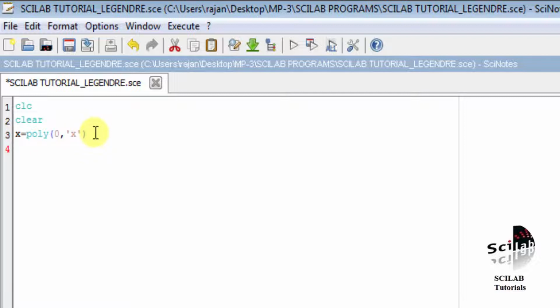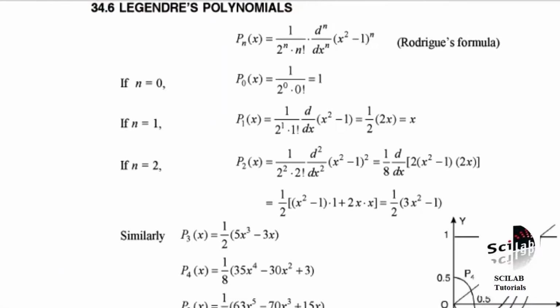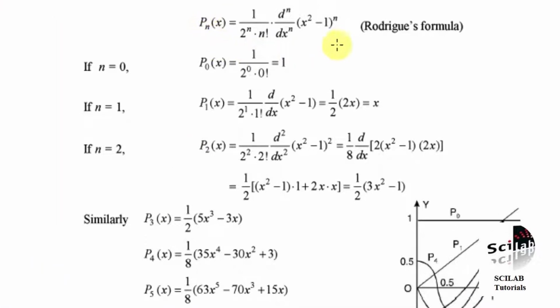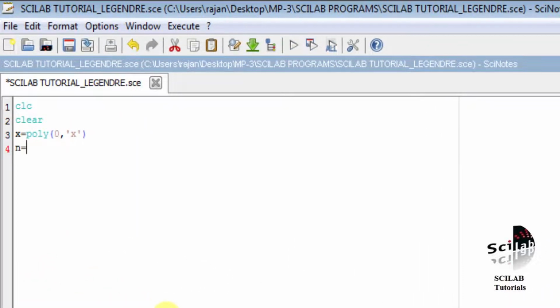Next we have to choose the order of the Legendre polynomial, and we can see here the order of the Legendre polynomial is given by n. Let us assume that n is equal to 2.